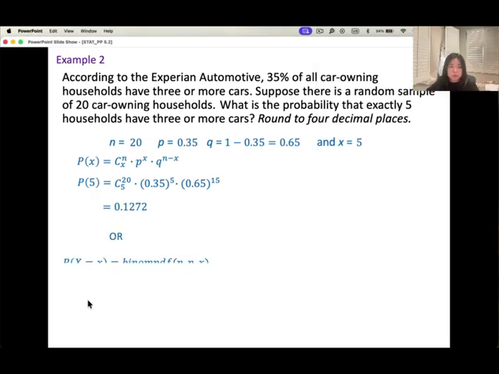Okay, now let's try to use the calculator. Okay, plug in binompdf.